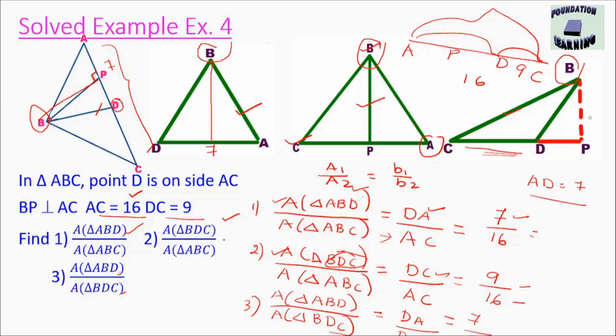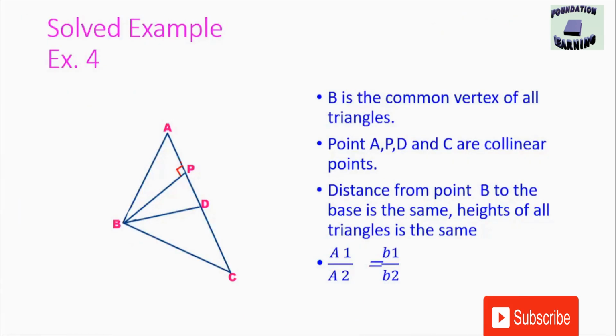Now let's do it very neatly. The entire thing which I have explained, I am going to show it screen by screen so that you all understand. The first one is, B is a common vertex of all the triangles, right?